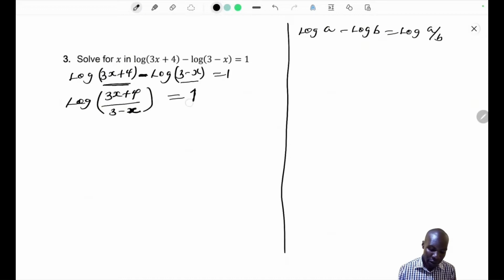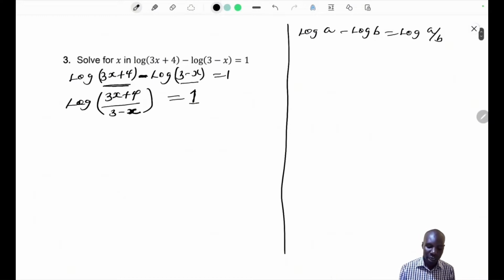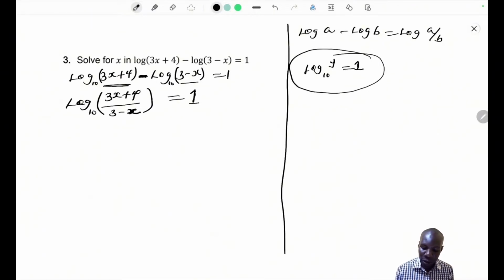equals 1. So we want to convert this into log form so that it becomes log of something to base 10, because if you are not given the base, you must know that everything is to the standard base 10. So we want to write 1 as log of something to base 10, which is going to give us 1. So if log of y to base 10 gives us 1, what is y? This is in terms of logarithmic notation.